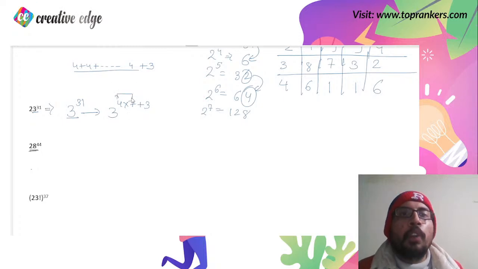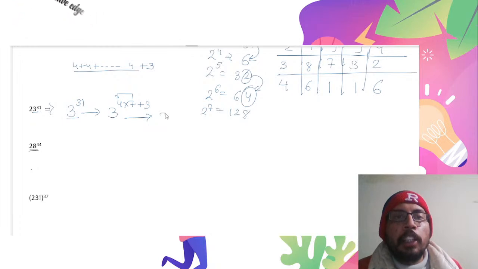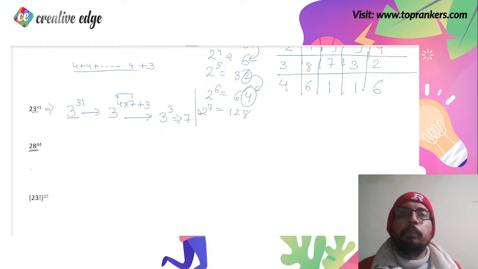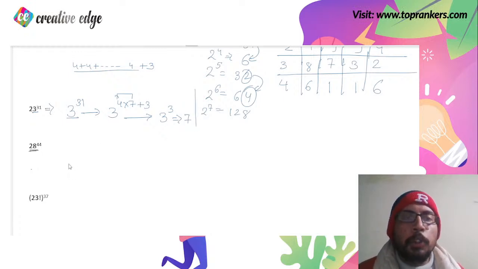So you can ignore this. So you will be just writing 3 to the power 3. 3 to the power 3 is 27. That means you will be getting 7 at the unit place. So I hope you must have understood this.